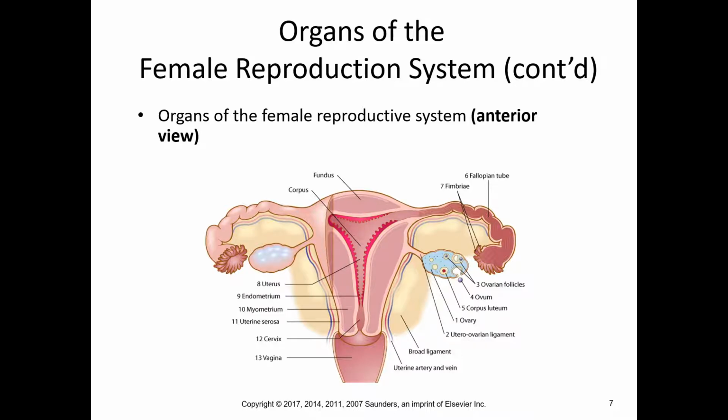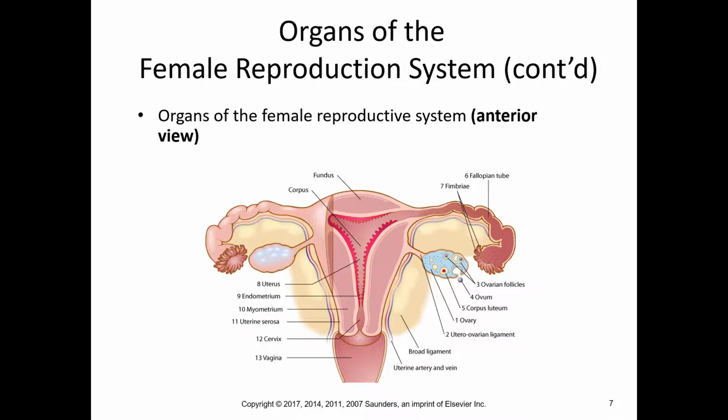The fallopian tubes and fimbria. The fallopian tubes are where the ovum passes through to get into the uterus, and fertilization should happen in the fallopian tubes if we want implantation to happen in the uterus. So you'll see the sperm cell, the spermatozoon, and the ovum meeting up there.